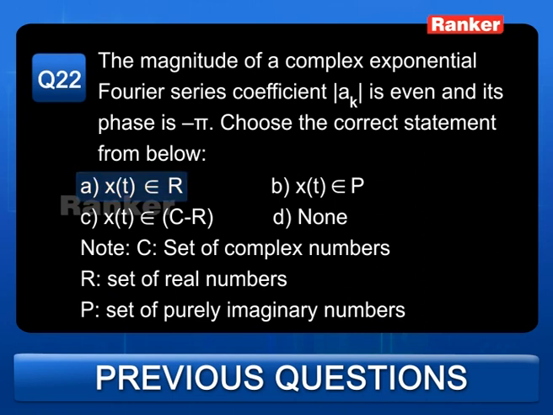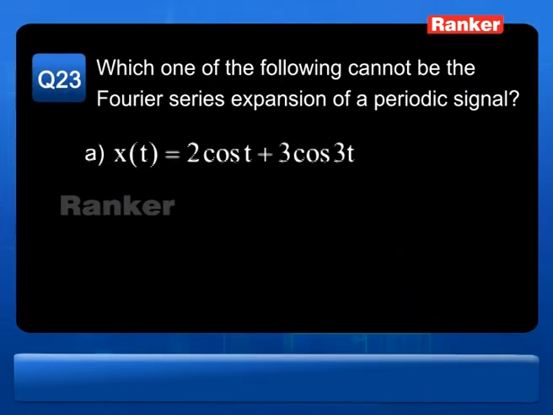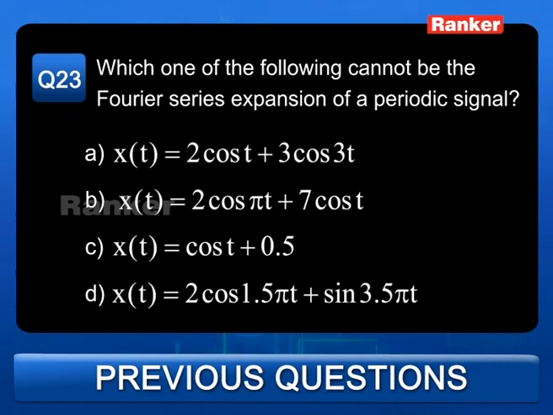This also has been asked a little earlier in your GATE exams. Let us see the 23rd question. The question is, which one of the following cannot be the Fourier series expansion of a periodic signal? A, x of t is equal to 2 cos t plus 3 cos 3t. B, x of t is equal to 2 cos pi t plus 7 cos t. C, x of t is equal to cos t plus 0.5. D, x of t is equal to 2 cos 1.5 t plus sine 3.5 t.